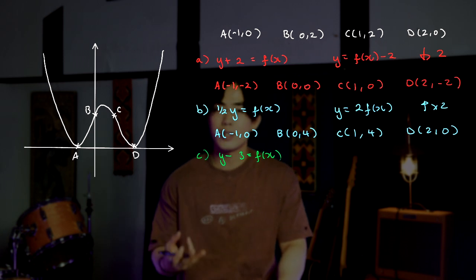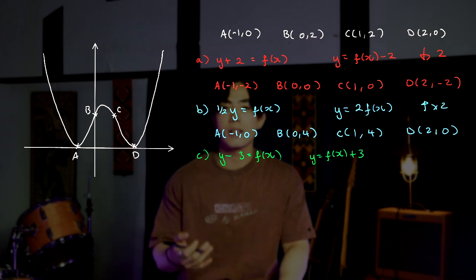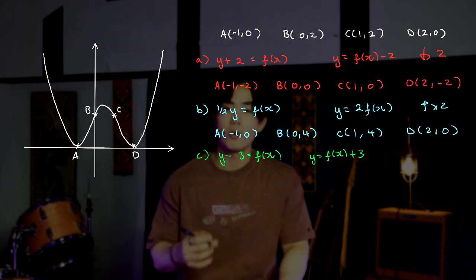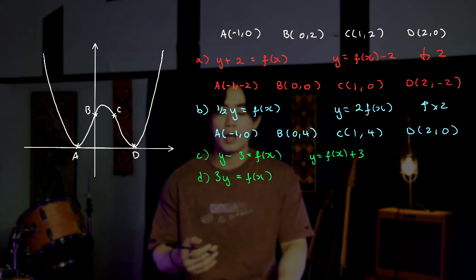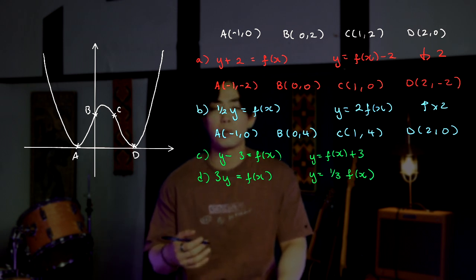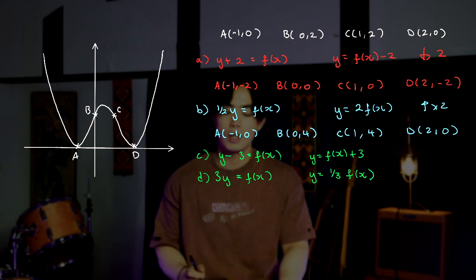For part C, rearranging it will give me y is f of x plus 3. This is very similar to part A, but in this case, we're now translating up by 3, so I'm not going to do the coordinates for this one. For part D, once again, if I was to rearrange, I'll get y is a third f of x. This one is similar to part B, but in this case, we're now shrinking it by a scale factor of a third in the y-axis.